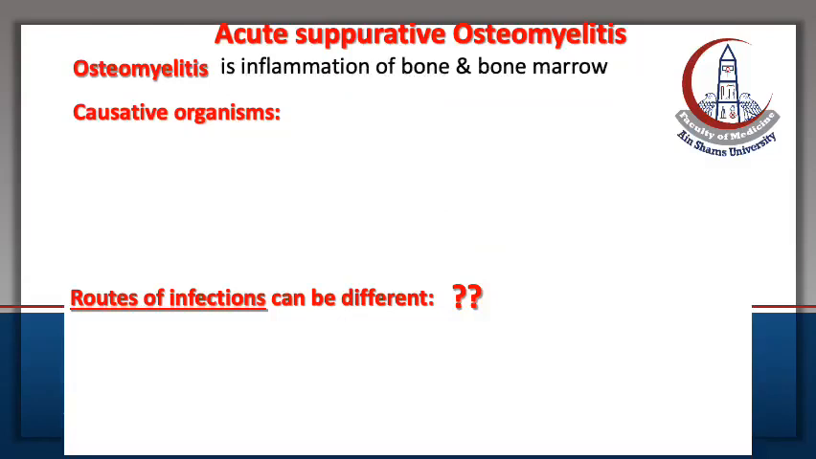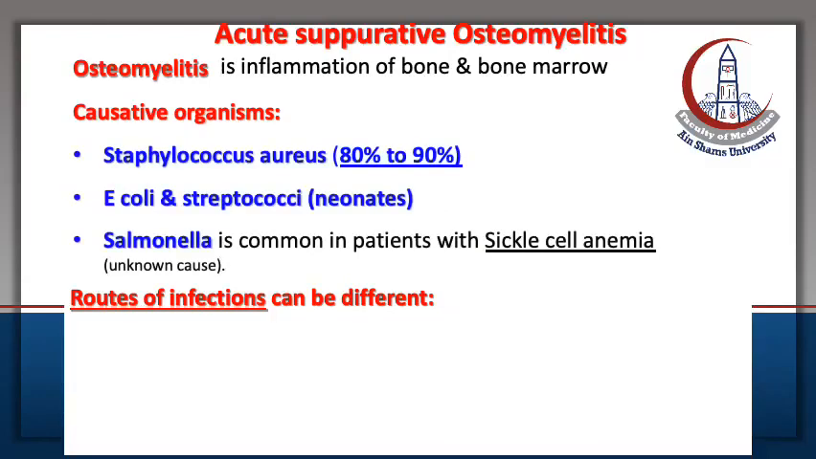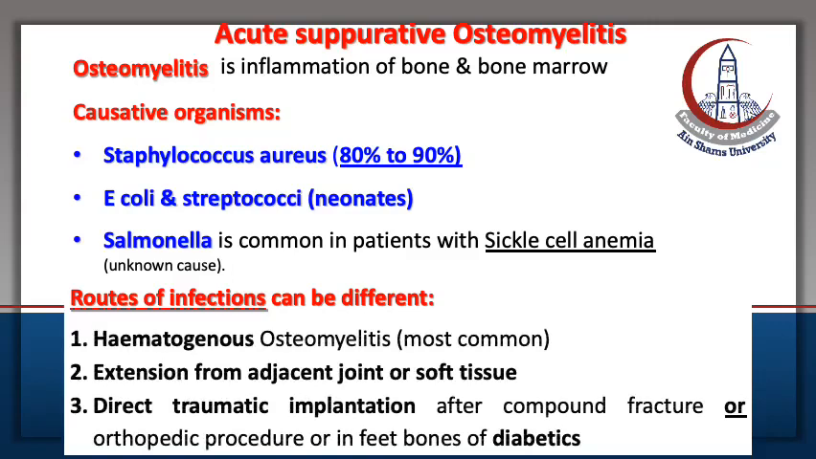Osteomyelitis is the inflammation of bone and bone marrow. The commonest organism causing that lesion is Staphylococcus aureus, but in neonates it is the E. coli and Streptococci, and in sickle cell anemia patients it is the Salmonella. Route of infection, it may come via bloodstream or extension from adjacent joint or direct traumatic implantation.